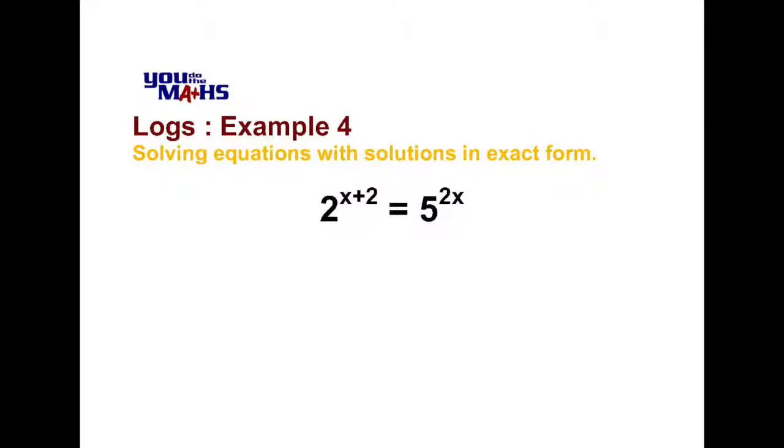When we need to solve an equation where the unknowns are powers of the equation, and they need to be found in exact form, the best method we can use is logarithms. In this case, we can take a log of both sides because the powers are on both sides of the equation, and we'll introduce a log with base 10.